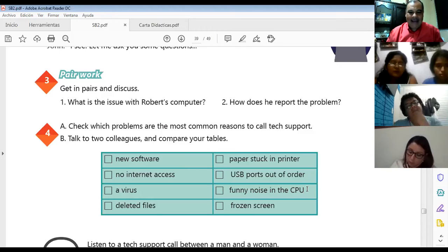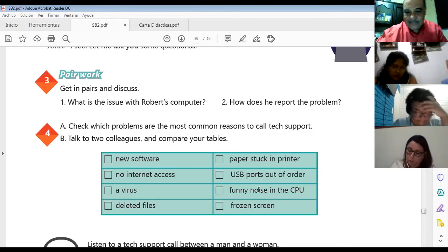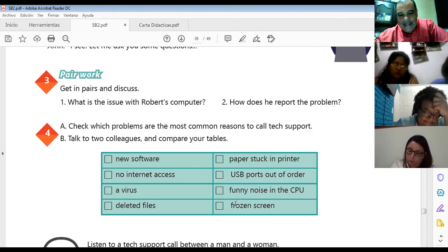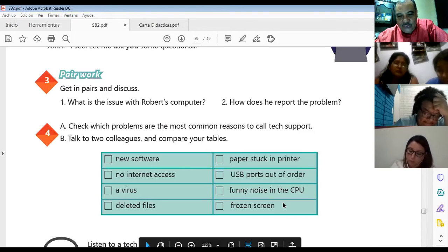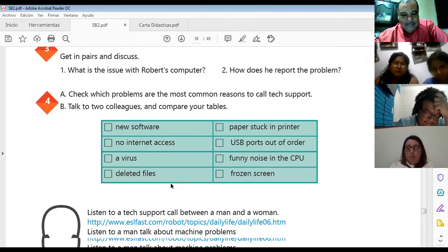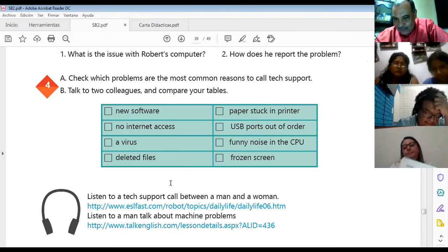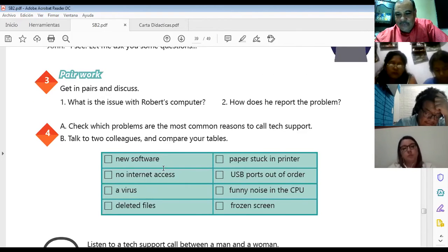Next, I have a frozen screen. Okay. Hay más problemas, ya los vamos a ver. Vaya. Entonces, fíjese bien.